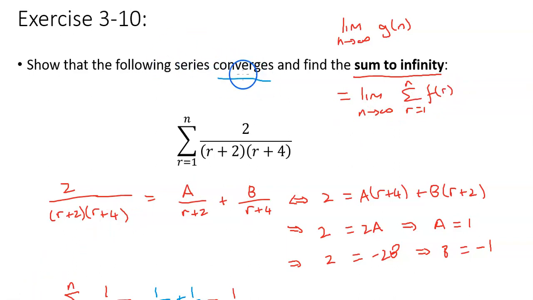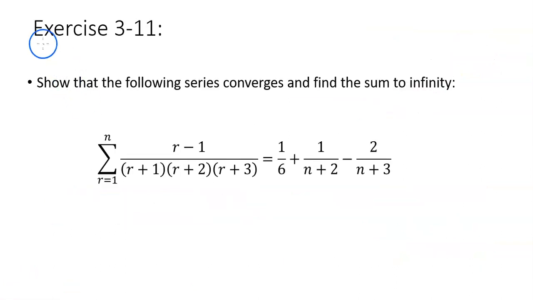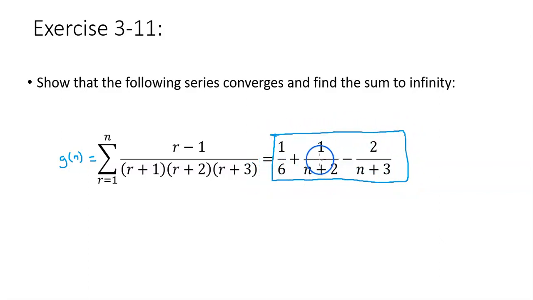So yeah, we showed that it converges, and we found that the sum to infinity was equal to 7 over 12. Alright, next up, exercise 3.11. Show the following series converges and find the sum to infinity. I'm going to be real lazy here, and I'm just going to let you verify that g of n, the partial sum at n, which is of (r minus 1) divided by (r+1)(r+2)(r+3), is equal to 1 over 6 plus 1 divided by n plus 2 minus 2 divided by n plus 3.